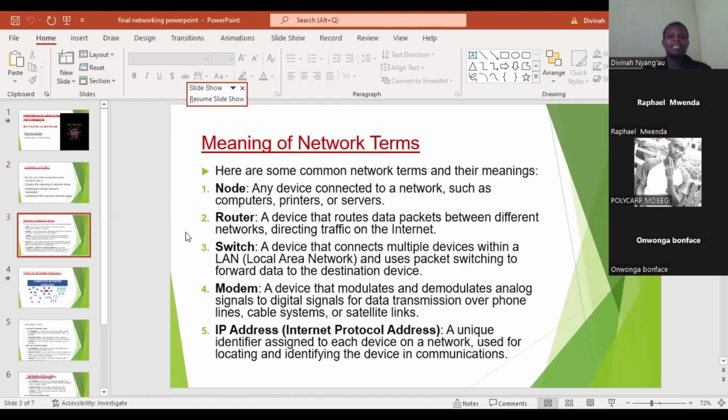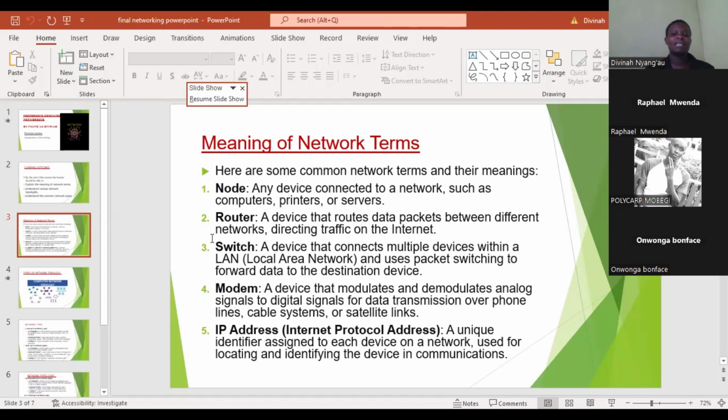We have so many network terms with their definitions. I can mention a few. We have a node. A node is any device connected to a network, such as computers, printers, or servers. We have a router. A router is a device that routes data packets between different networks, directing traffic on the internet. We have a switch.